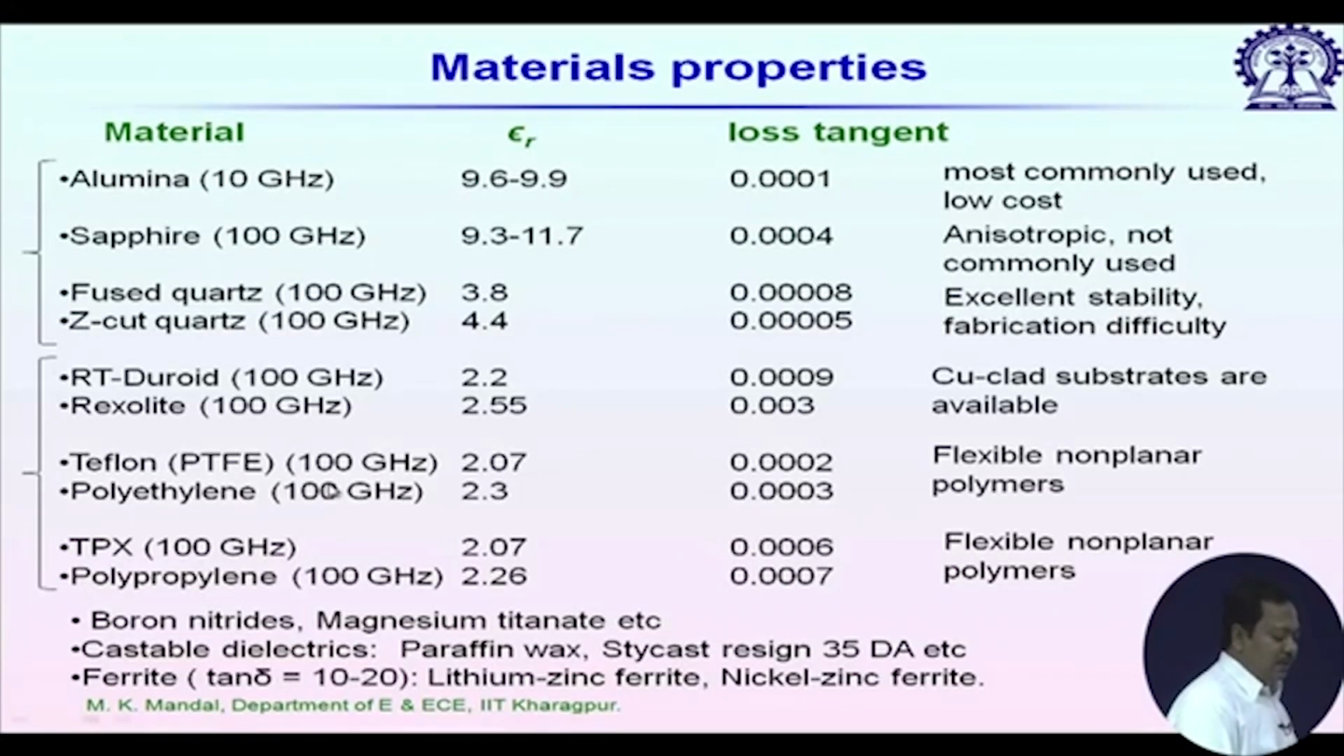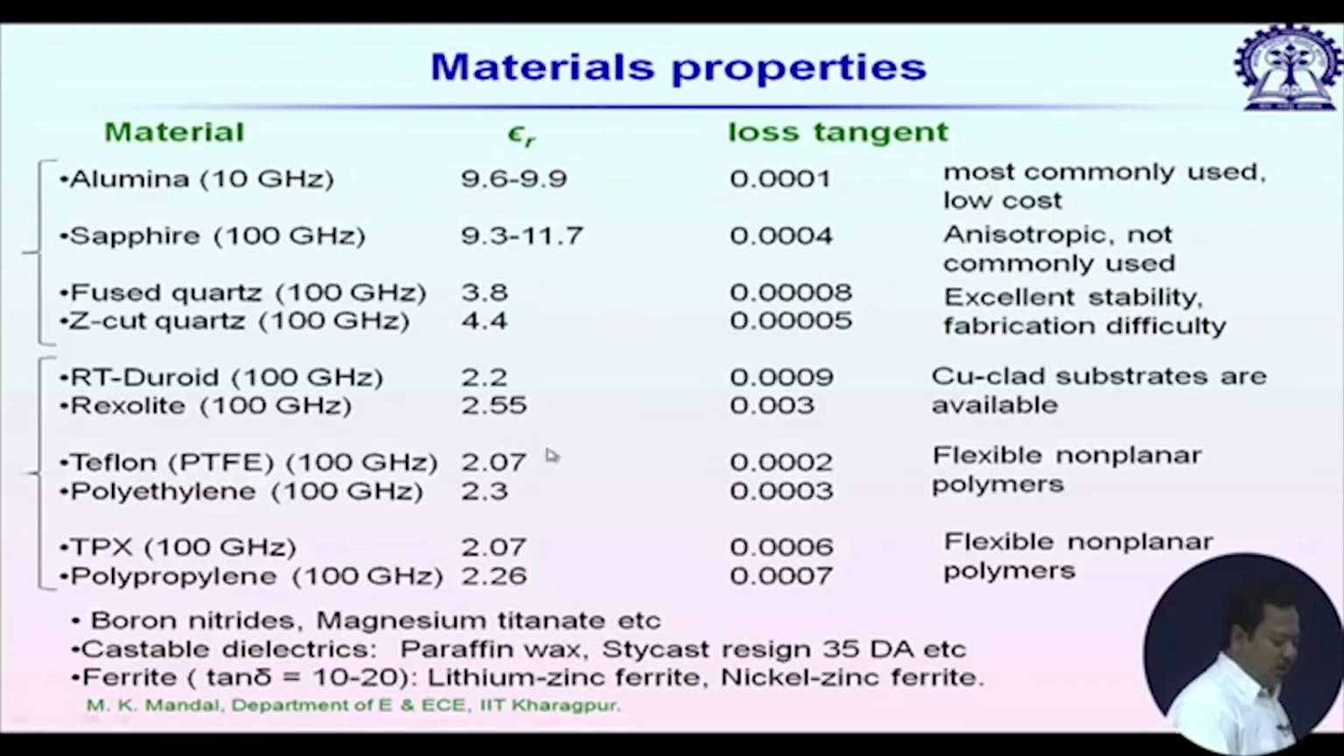Then the PTFE substrate, Teflon as commonly called, typical dielectric constant 2.07 at 100 gigahertz. Polythene, its dielectric constant 2.3 and it's a polymer. We have also some other, TPX. So, TPX material is flexible material, and polypropylene, its dielectric constant 2.26, it is again another polymer.